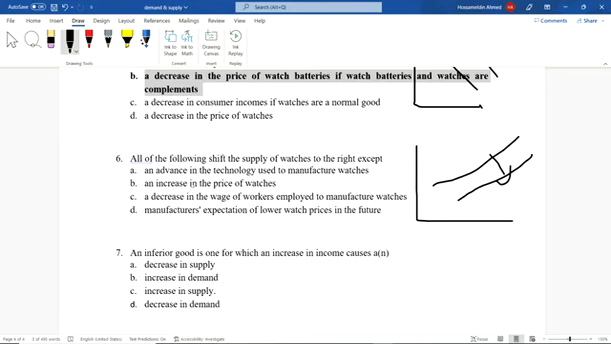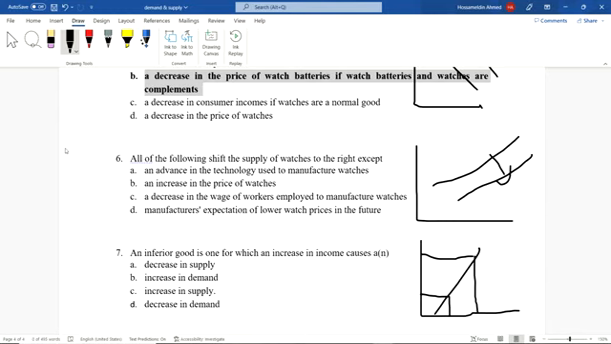Number B, an increase in the price of watches. Increasing the price of watches would only affect the quantity supplied of watches. Suppose that we have a low price here, then the quantity supplied is low. Increasing the price will increase the quantity supplied of watches. So number B is our answer, which is the only one that would never affect the whole curve. It's only affecting the quantity supplied.